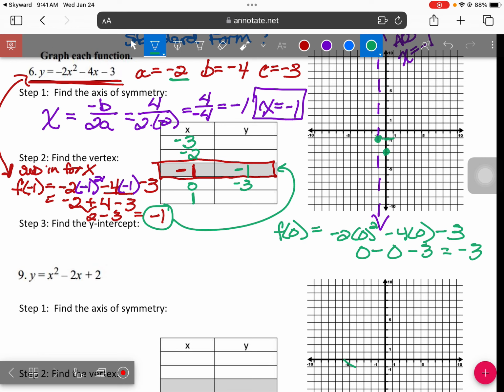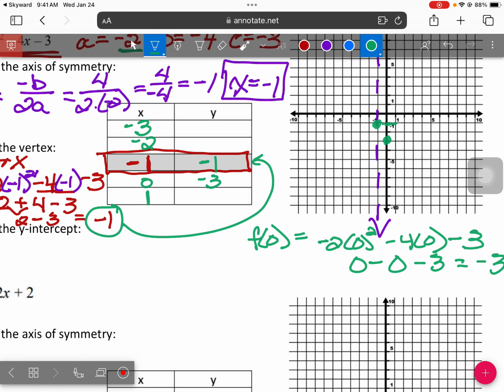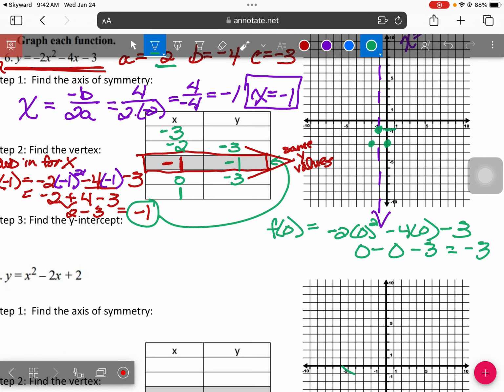Right there. Because this is a parabola, it's going to look the same on the other side of the axis of symmetry. So over here, this -2 is also going to be a -3. They're going to have the same y values. Does everybody understand what I'm saying? So I'm going to go 1 down or 1 to the left and 2 down. All right, so then I'm looking at 1 and -3.